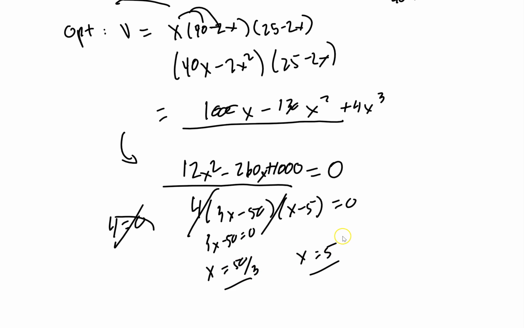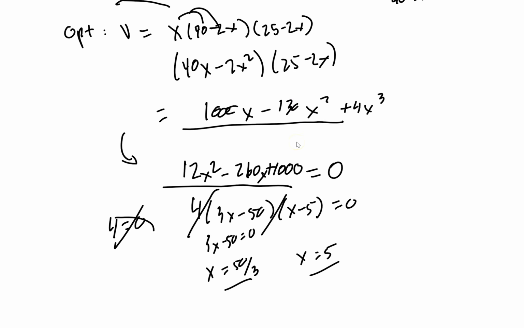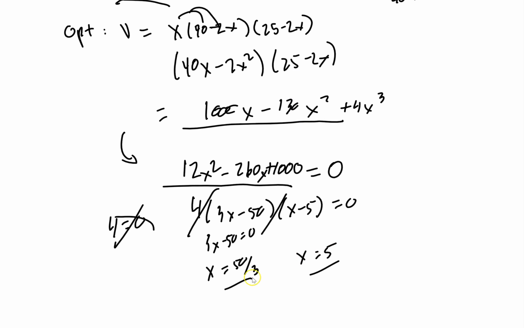I'm not sure which one's the min or max. What are we trying to find? The max. So how do you figure out which one's the max? Well, if they're both maxes, that's not going to happen. But if they are, you plug them both back in and see which one gives you the max volume. But how do you figure it out? Well, you can do a sign chart if you want. Easiest way is probably the second derivative. So this was my first derivative.